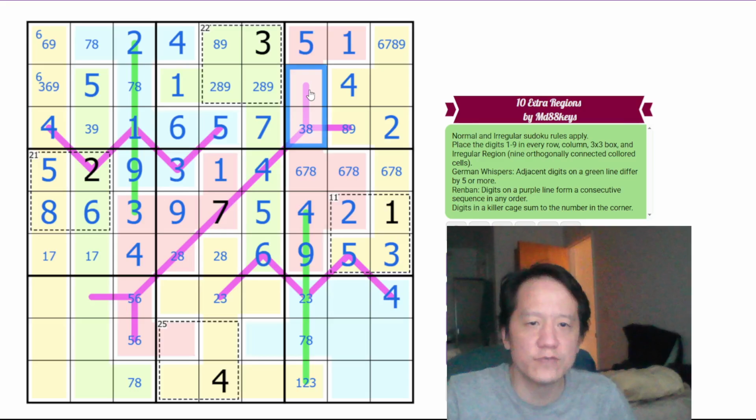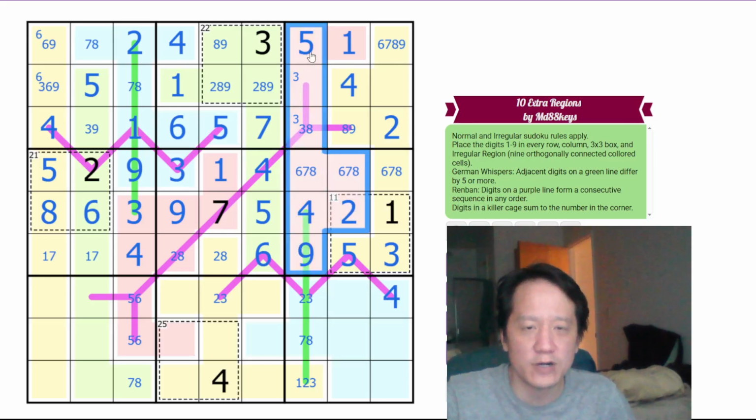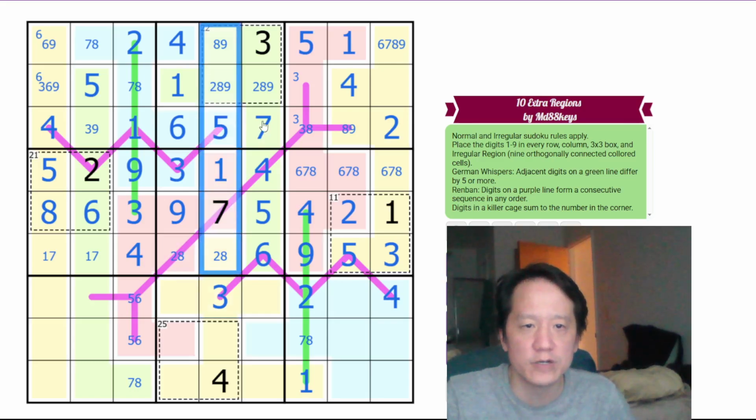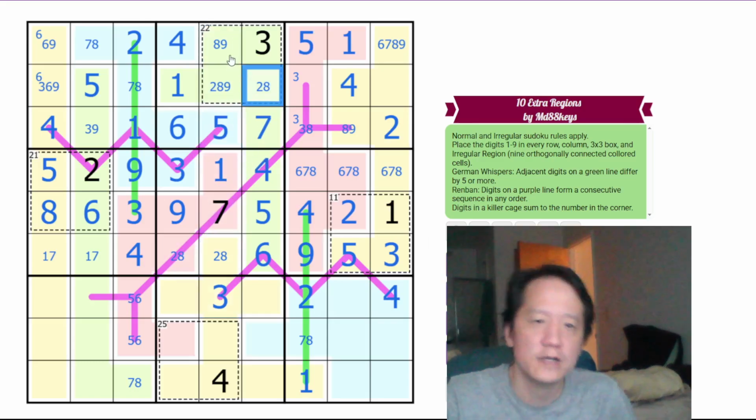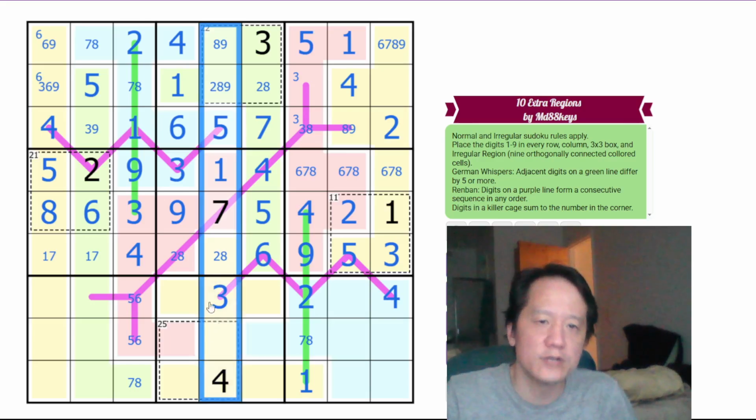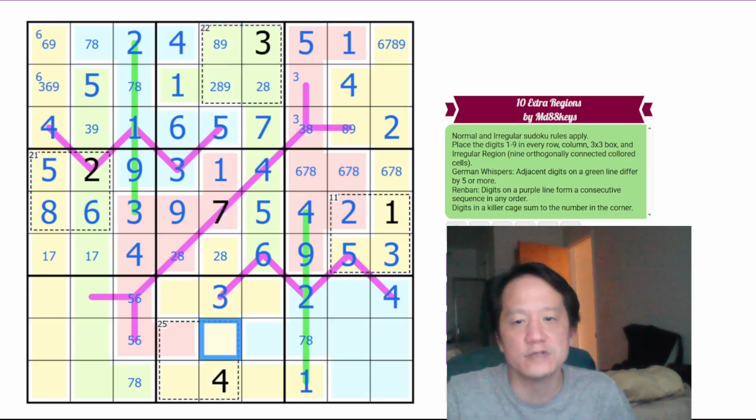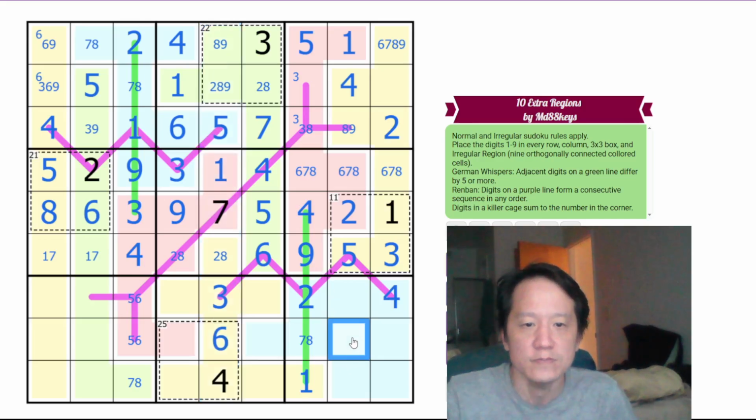3 has to be one of these two digits here, because there is no 3 otherwise in this irregular region. So this can't be 3. This can't be 3. Therefore, this is 2, this is 1, which makes this a 3. Oh, we have a 2, 8, 9 triplet here. So this can't be 9. This 2, 8, 9 triplet eliminates 2, 8, and 9 from the rest of the column. Therefore, this is a 6 here.